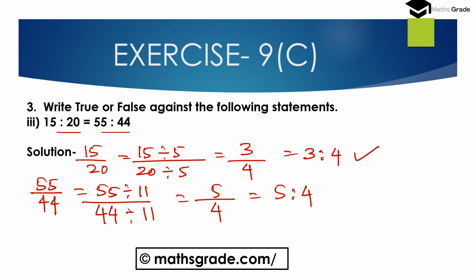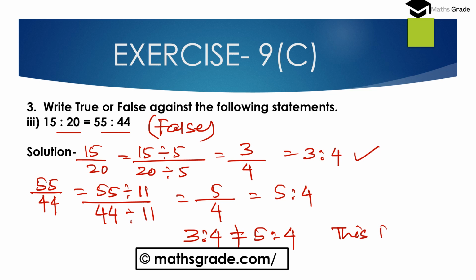Now both are not equal. 3:4 is not equal to 5:4. So this is false. This statement 15:20 is equal to 55:44 is false.